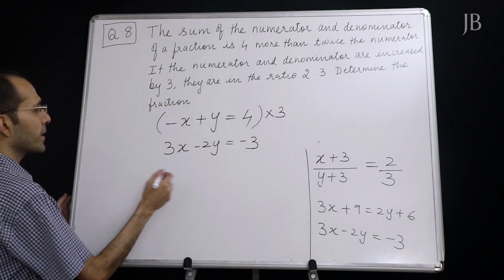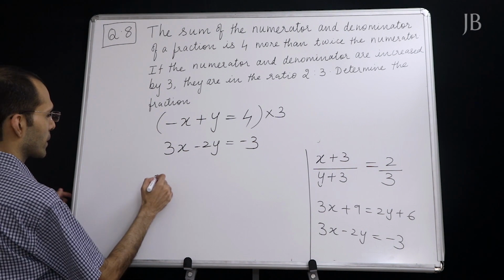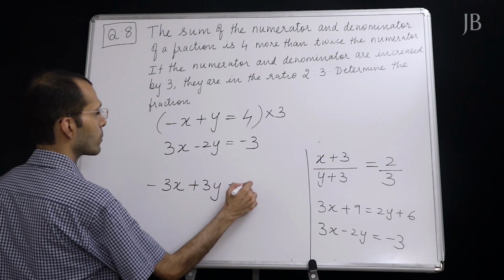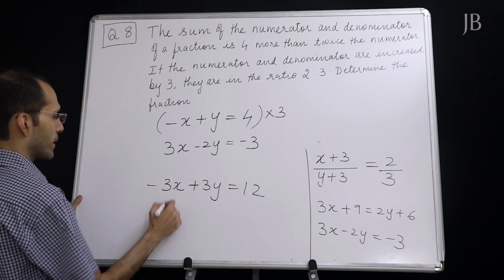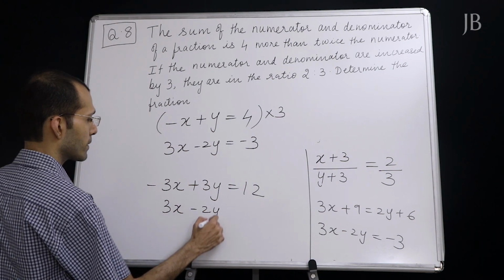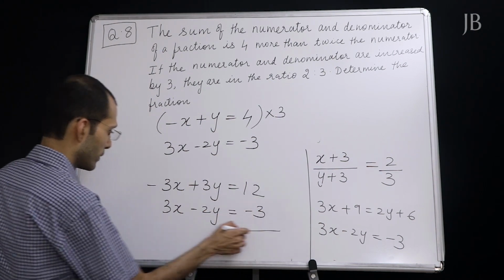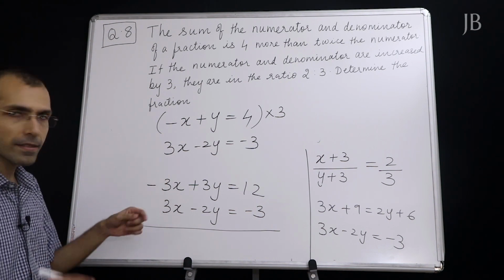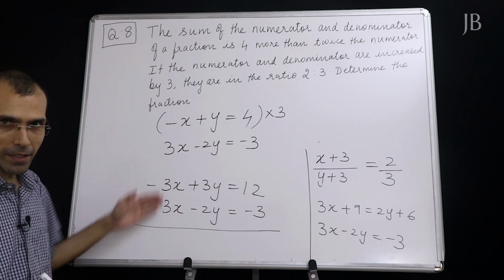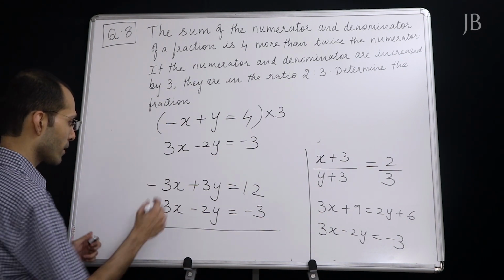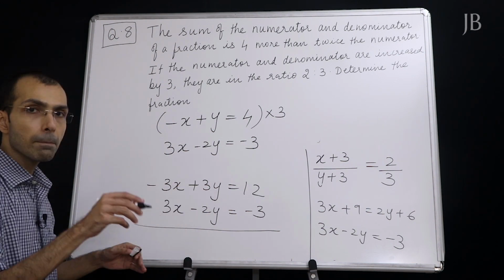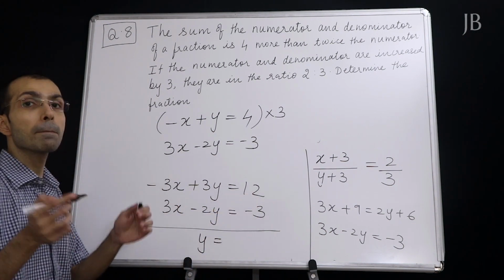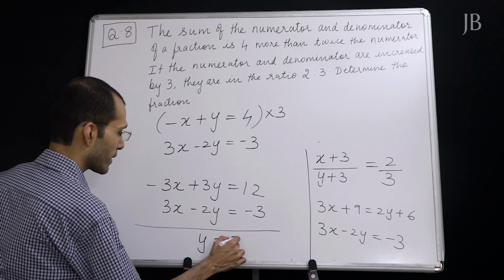So then this will become 3x, and then we will see what works, addition or subtraction, whatever. This will be minus 3x plus 3y equaling 12. And the second equation is copied down as it is. Now what will work here? Addition. Minus 3x plus 3x will get eliminated. So it is nice, addition will work here. 3y plus minus 2y, that is y, 12 plus minus 3, that is 9. So y is 9.